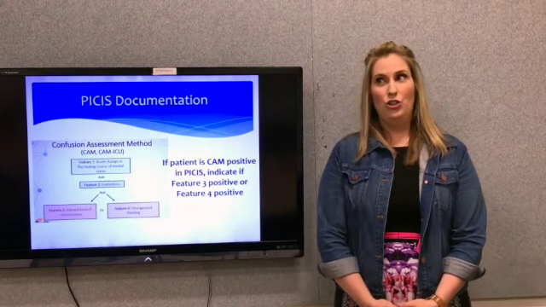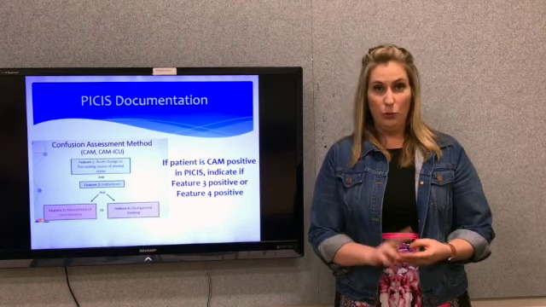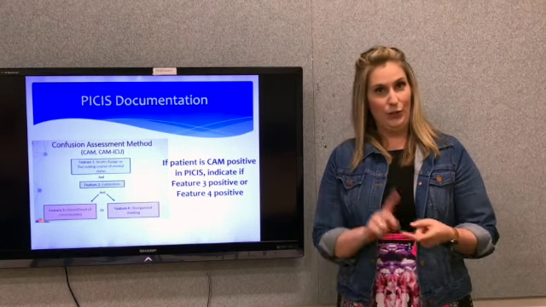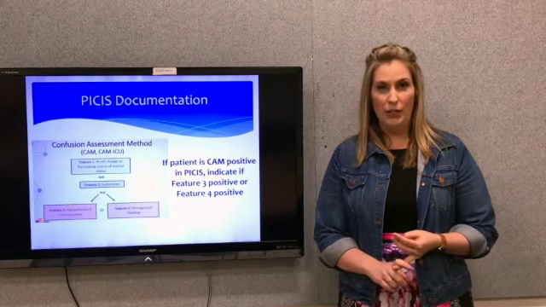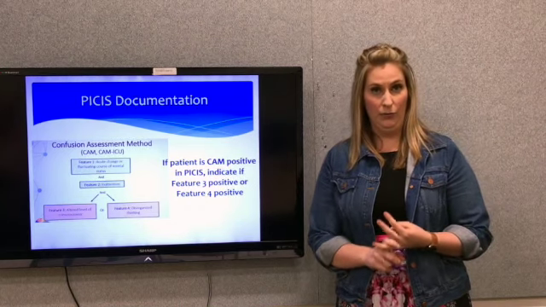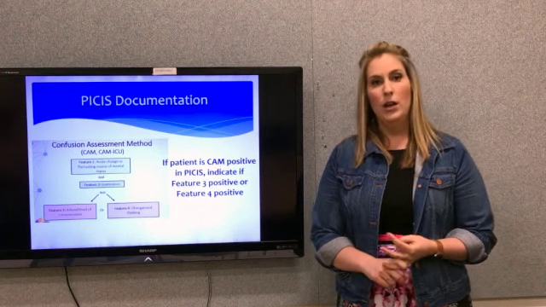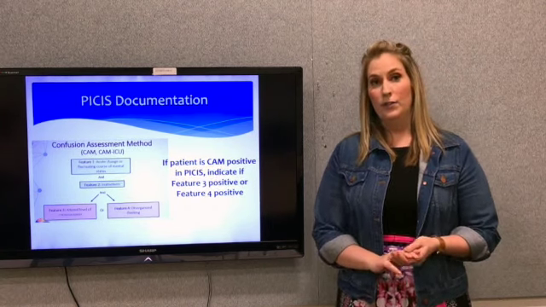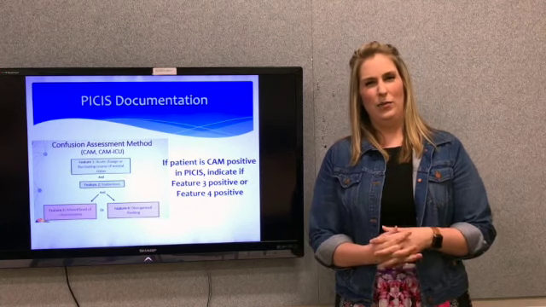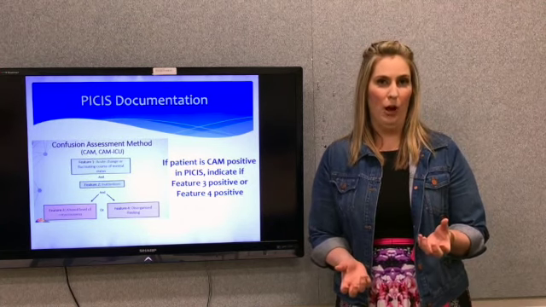For documentation, again, there's only 3 different types. There's a positive, there's a negative, and there's an unable to assess. Again, unable to assess should only be done when they're in a comatose state of -4 or -5 RASS. Obviously, if they're negative, you chart negative. If they are positive, you need to document what feature they're positive in.